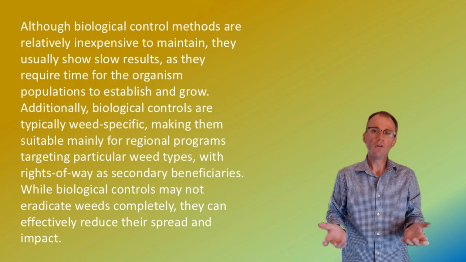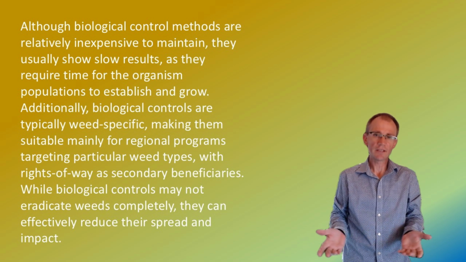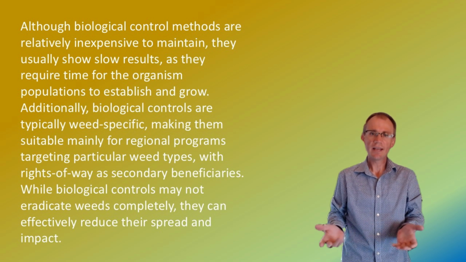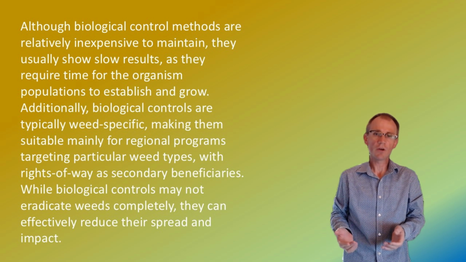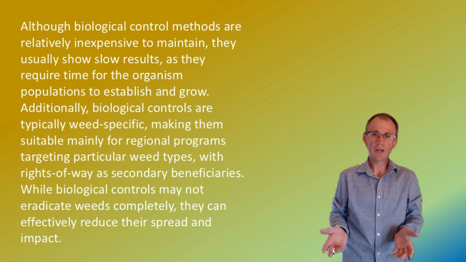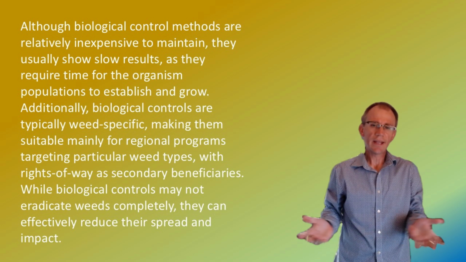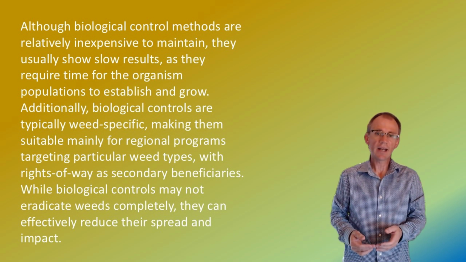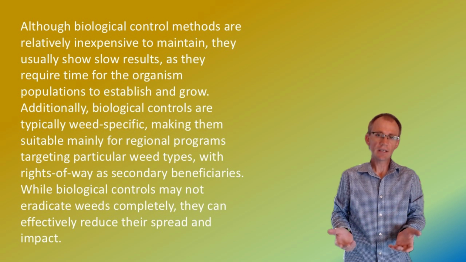control. Although biological control methods are relatively inexpensive to maintain, they usually show slow results as they require time for the organism populations to establish and grow. Additionally, biological controls are typically weed-specific, making them suitable mainly for regional programs targeting particular weed types, with rights-of-way as secondary beneficiaries. While biological controls may not eradicate weeds completely, they can effectively reduce the spread and impact.